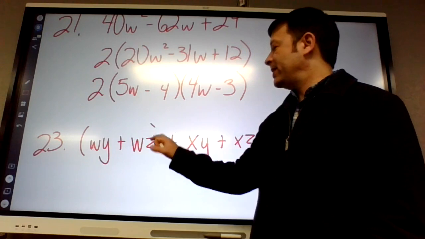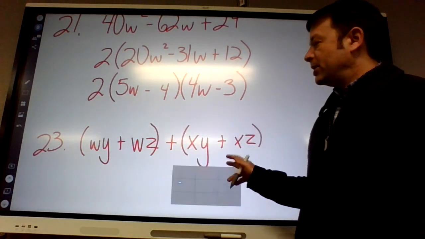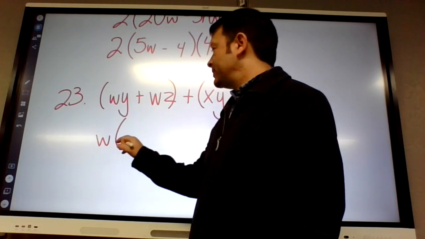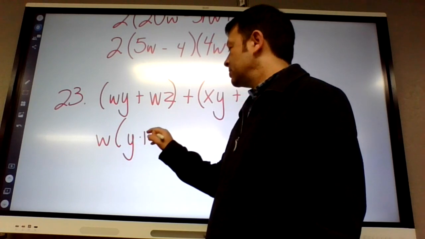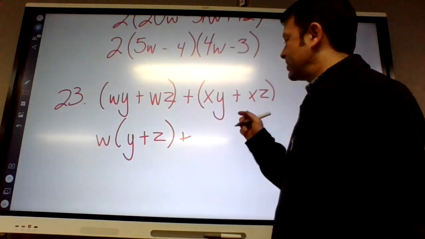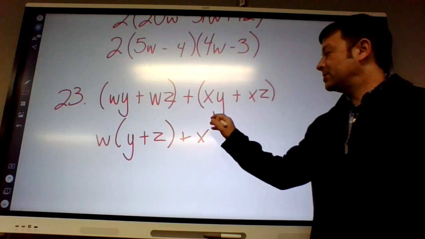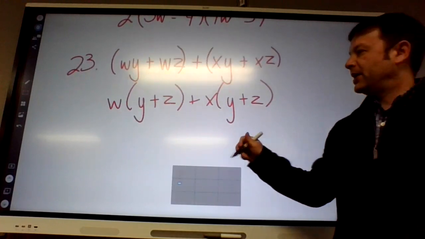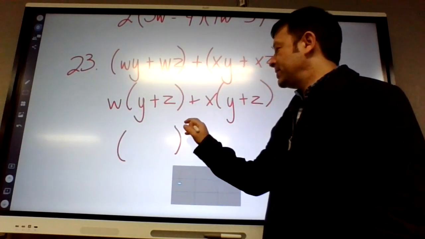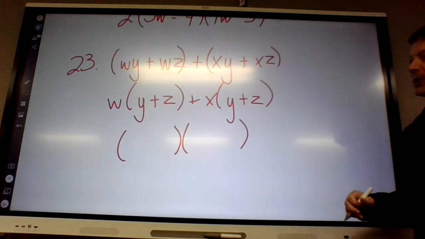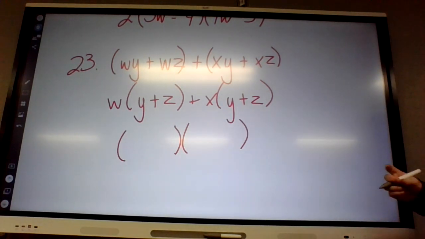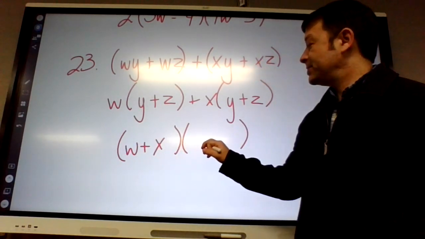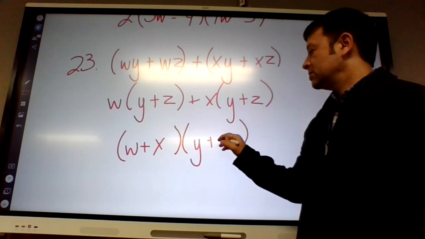You look at the first 2 by themselves and the last 2 by themselves. What comes out of just the first 2? W. And then what would be left? Y. And then what comes out of the second? X. And then what's left? Y plus Z. So W, X, Y plus Z. Then you do 2 parentheses like a normal problem. In the first parentheses we put W plus X, and in the second parentheses, Y plus Z.